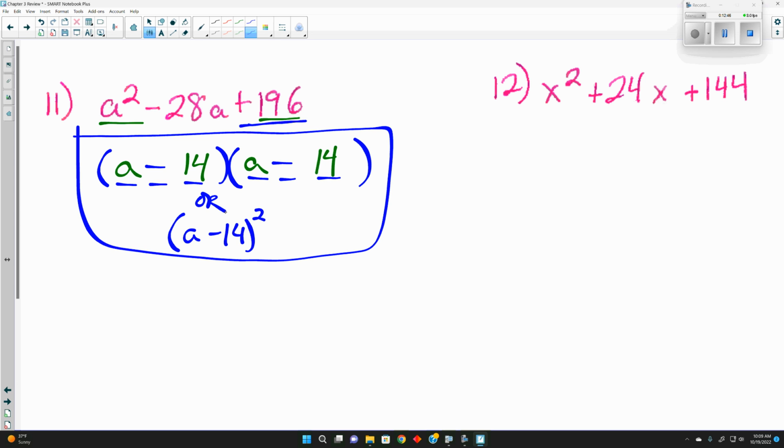So if it was minus and plus, they're different. So it goes back to the rules that we just did. Anything times itself is just squared.